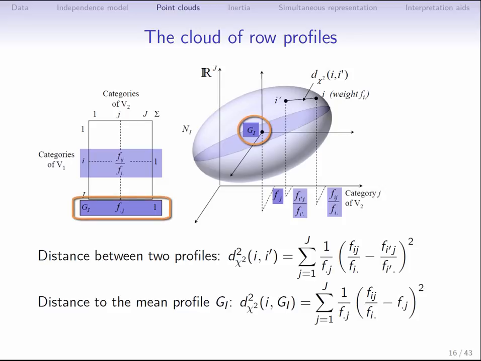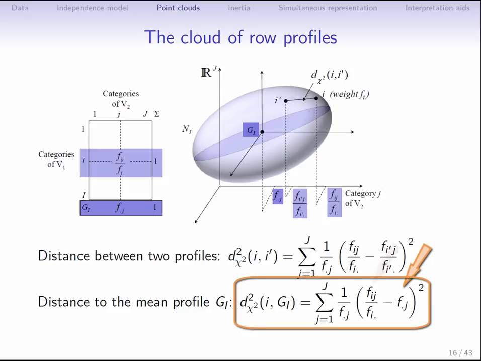The center of gravity of the cloud corresponding to the mean profile has coordinates f point j. Therefore, the distance between it and profile i is simply this distance.